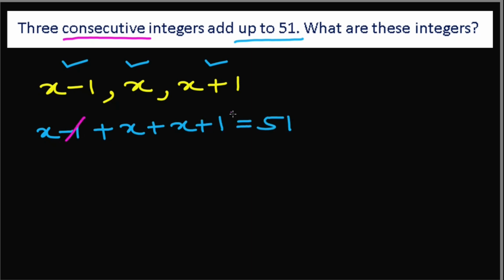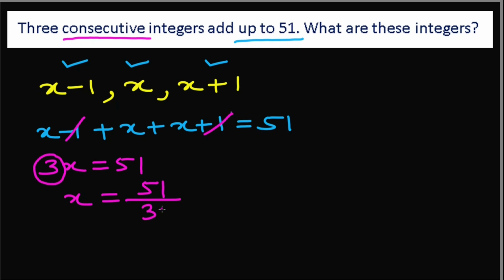Minus 1 cancels with plus 1. x plus x plus x, 3x equals 51. So that gives us x equals 51 divided by this 3. So 3 ones are 3, 3 sevens are 21. So that gives us x equals 17.